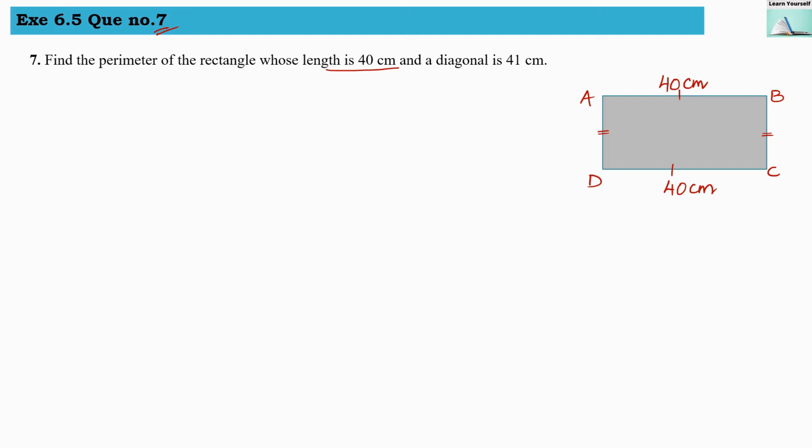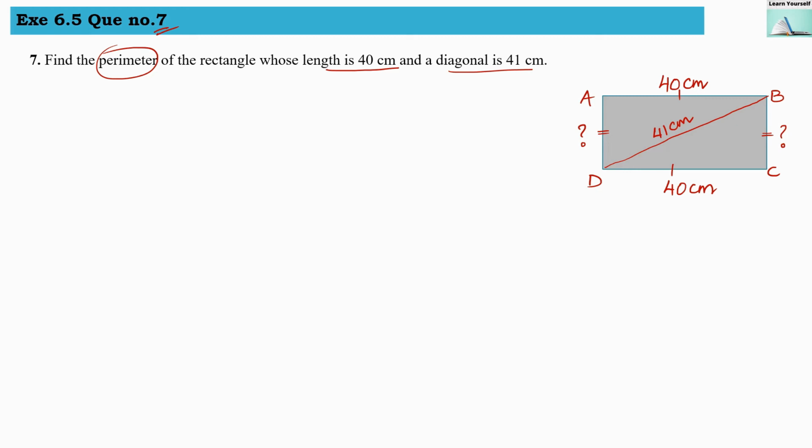And its diagonal is 41 centimeter. Now what is a diagonal? DB and AC will be the diagonals. Now one of the diagonals they have given, that is 41 centimeter. Now we have to find out the perimeter. For the perimeter we need to know the other side of the rectangle. So for that we have to find out the BC and AD's measure. So how are we going to find that out?